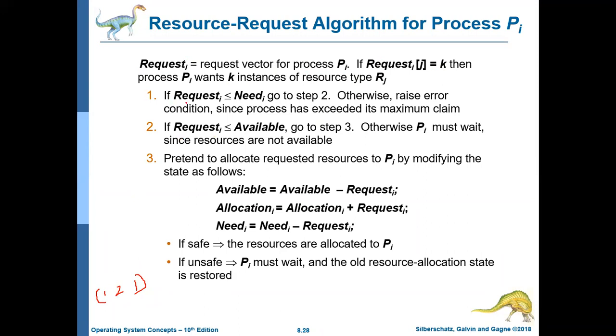If request is less than need, then go to step 2. Your request should always be less than the need of that process. Need is the total requirement of that process. Any process cannot request more than its need. If this condition is true, request is less than need, then only you go to step number 2. Otherwise, it's an error condition.